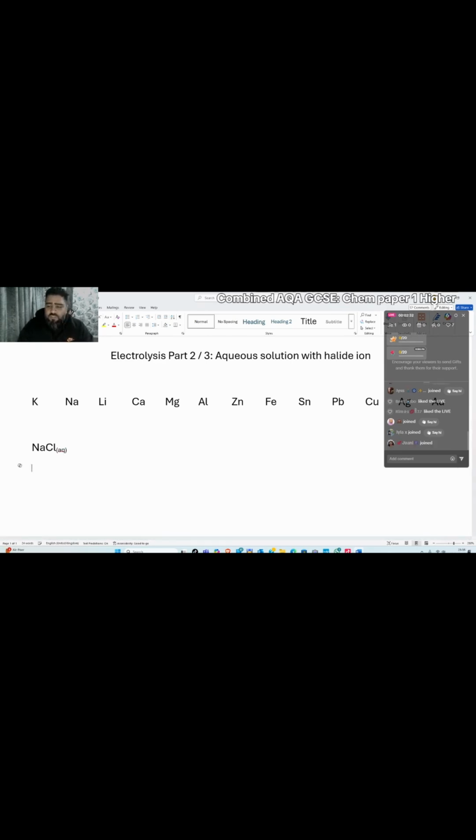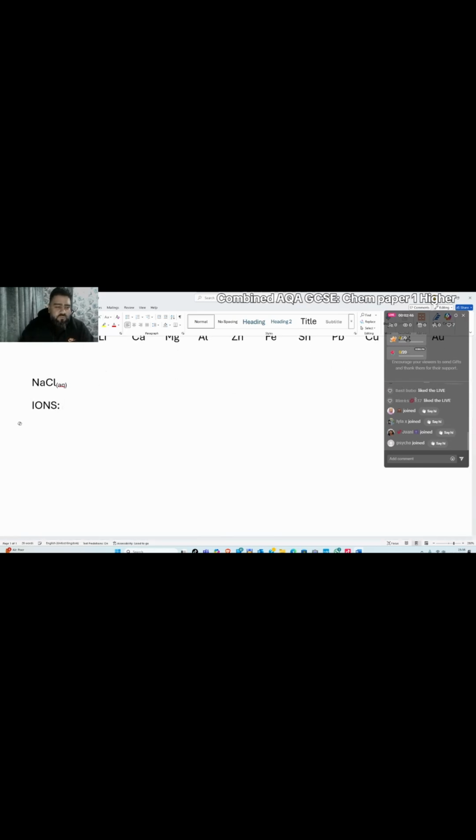So what we need to consider, unlike last time, is water. Ions are going to be sodium chloride, which is going to be split up into sodium ions plus chloride ions. And also, because it's aqueous, we must consider H2O, right? And this always gets split up into hydrogen ions plus hydroxide ions.